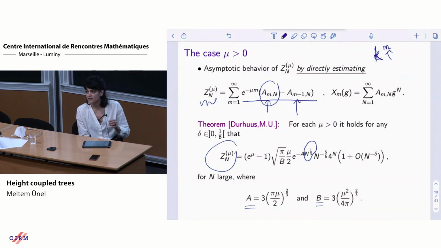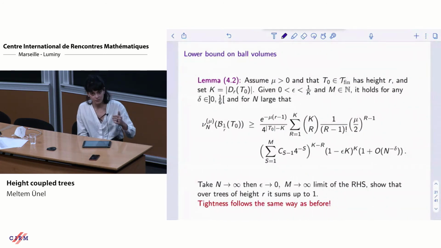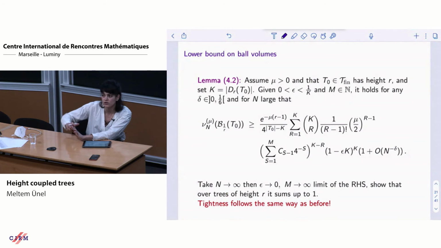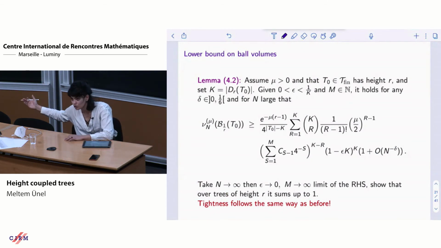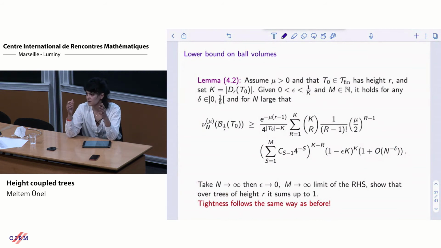Now I have the key ingredient to show tightness. And the way I do it is the same way as I did it before. I compute lower bounds on the ball volumes, and then I take the limits n goes to infinity, m goes to infinity, I take epsilon to 0, and then I rewind this process to show tightness by choosing n large enough, m large enough, and then choosing a large enough subset of trees of height r.